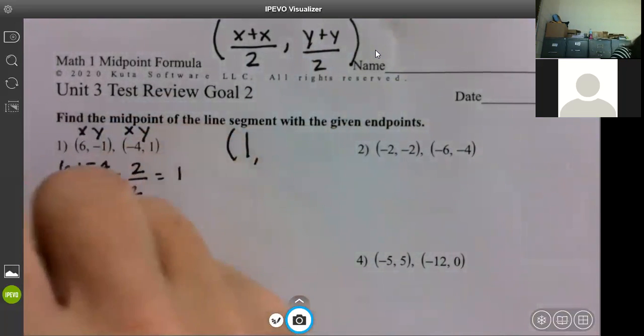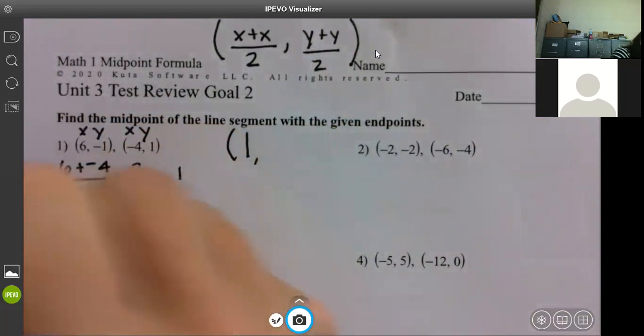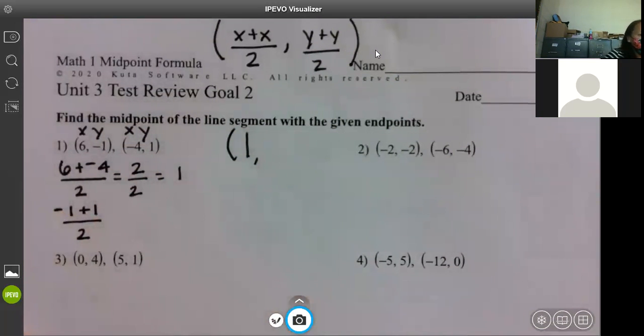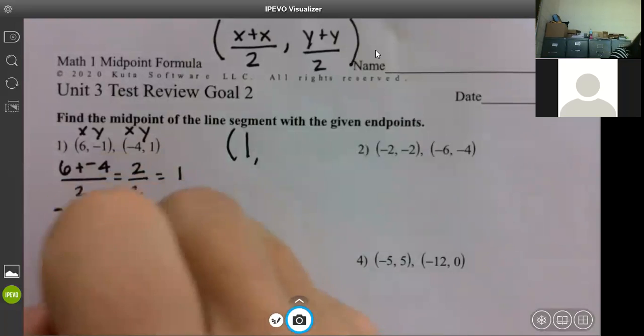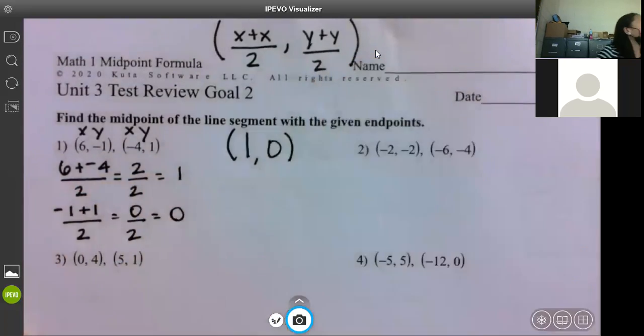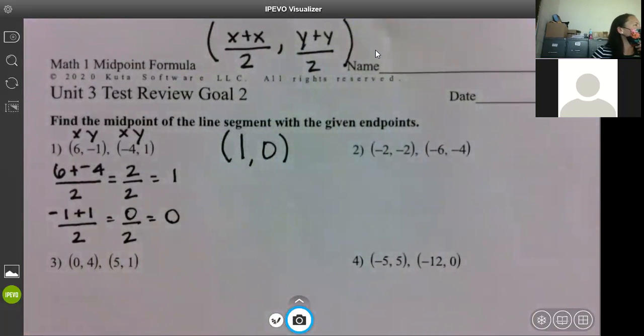Then go to your y's. -1 plus 1 divided by 2. What is -1 plus 1? 0 divided by 2 is 0. And you can put that in your calculator and check it out. No worries, sometimes that's a little confusing. And then your midpoint answer should be (1, 0). Y'all, that's it. Don't make it any harder.